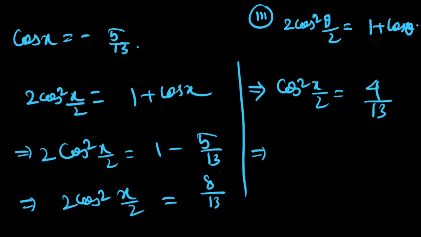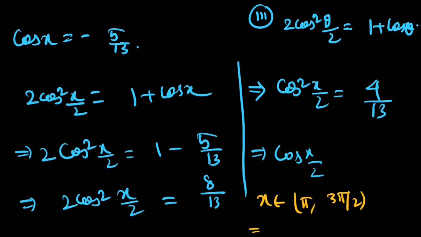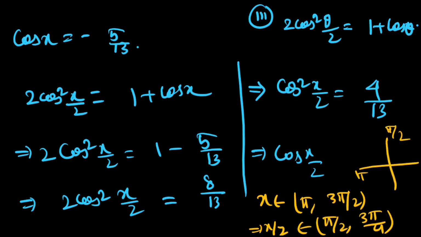Now we find cos of x by 2, given that x belongs to pi to 3 pi by 2. This implies x by 2 belongs to pi by 2 to 3 pi by 4. That means x by 2 belongs to this quadrant, that is pi by 2 to pi, the second quadrant, where the cos value is negative. So this cos of x by 2 value is negative.